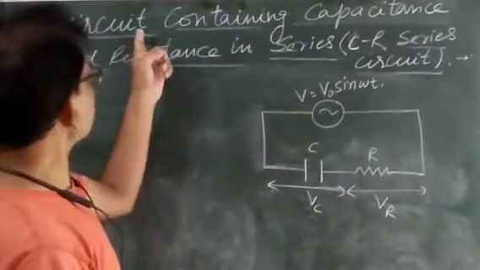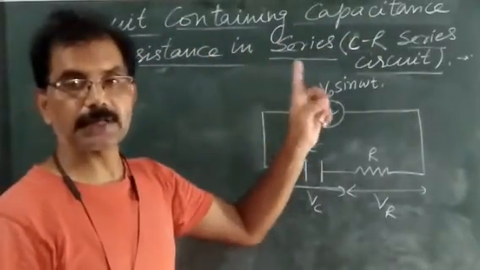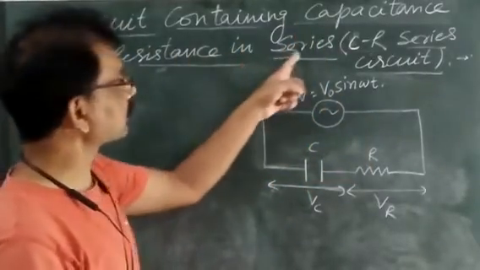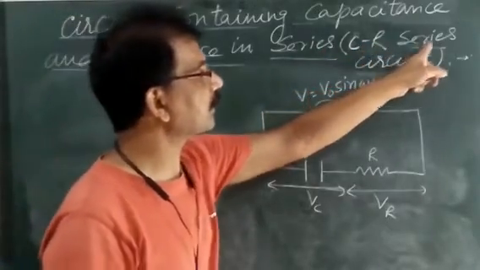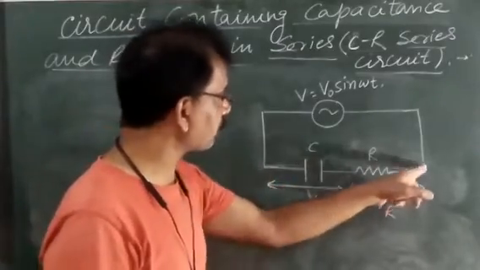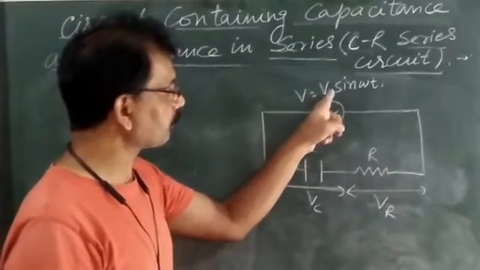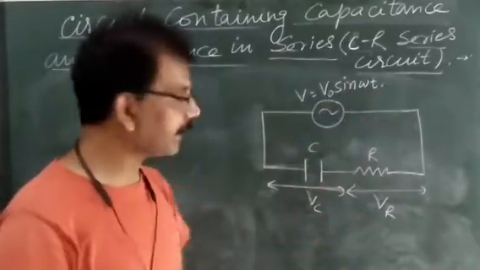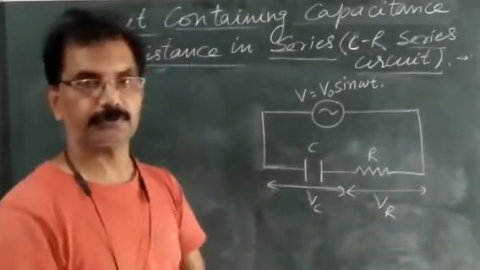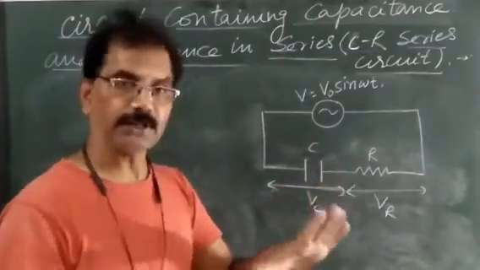Now, the next topic is the circuit containing capacitance and resistance in series. Before this we took inductance and resistance in series. Now next one, capacitance and resistance in series. This is called the CR series circuit. Suppose a capacitor and resistance are joined in series with an alternating voltage. Let an alternating voltage V is equal to V naught sine omega t be applied across a circuit in which a capacitor and resistor are joined in series. Since both are in series, the current in both C and R remains the same.